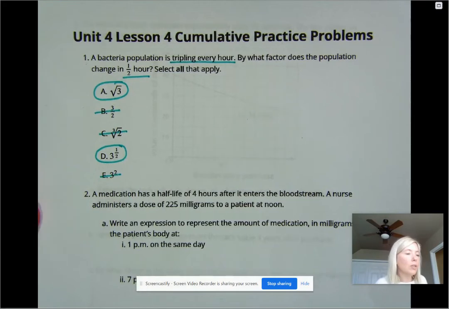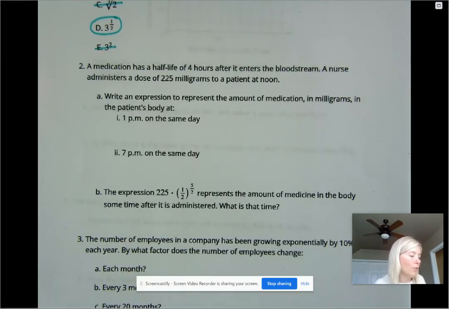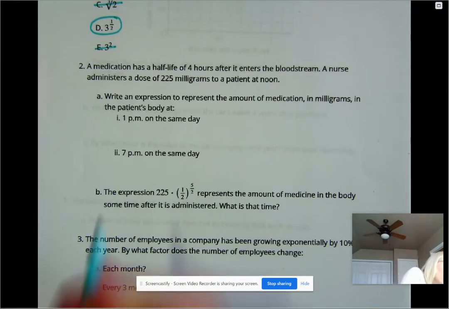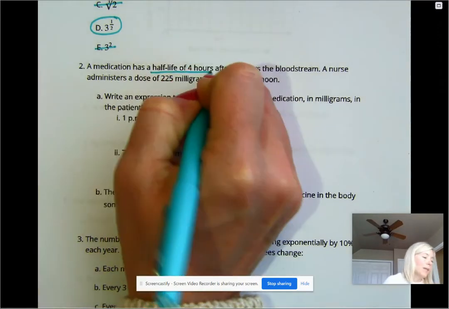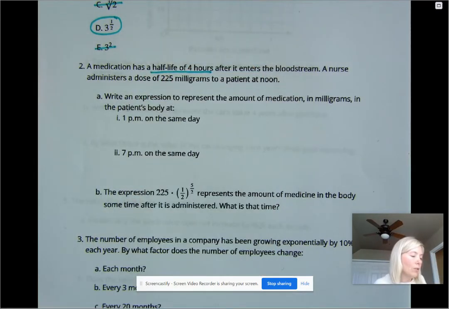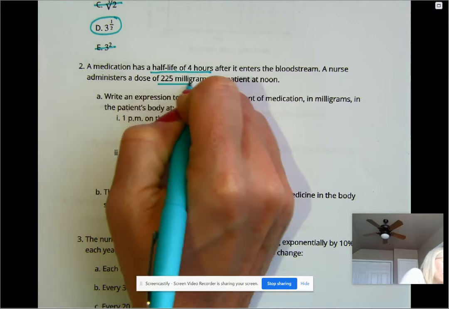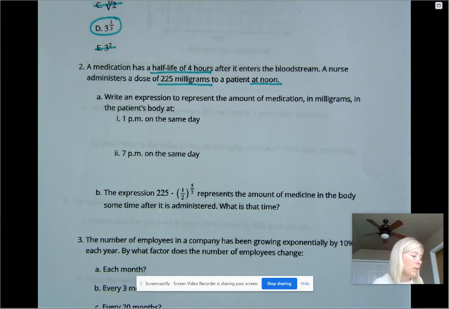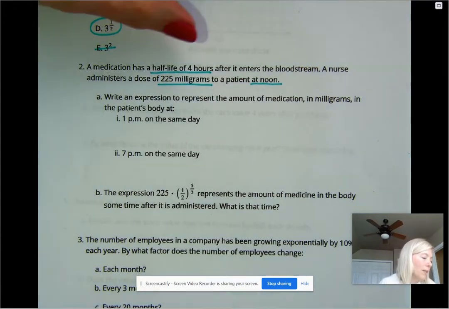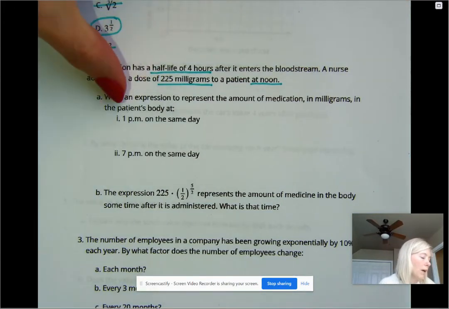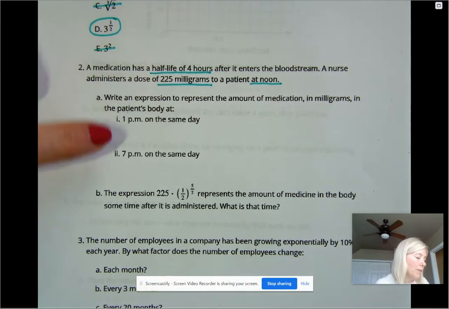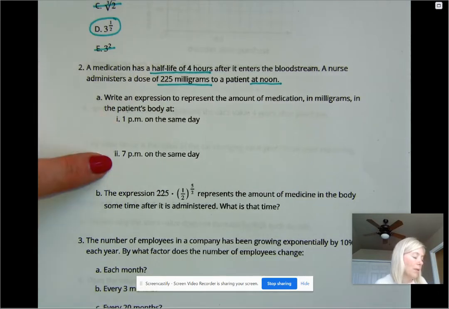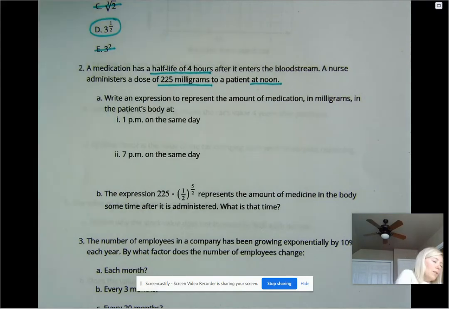All right, number 2, a medication has a half-life of 4 hours. So it takes 4 hours for half the medication to be present after it enters the bloodstream. A nurse administers a dose of 225 milligrams to a patient at noon. Write an expression to represent the amount of medication in milligrams in the patient's body at 1 p.m. on the same day and then at 7 p.m. on the same day. Okay, so it takes 4 hours.